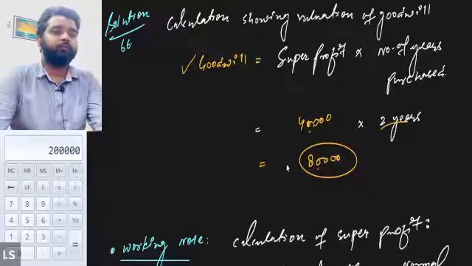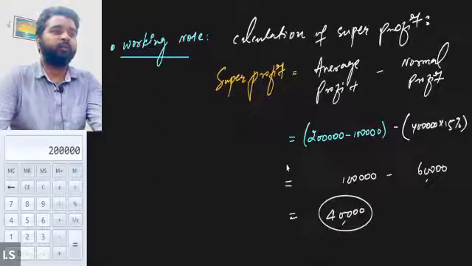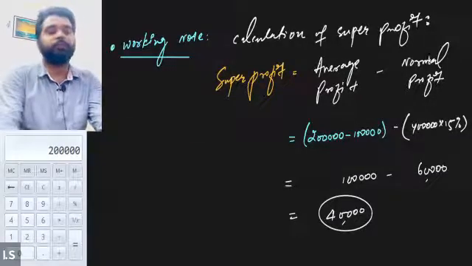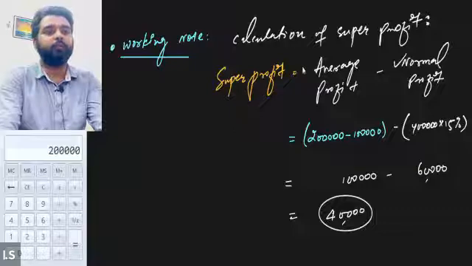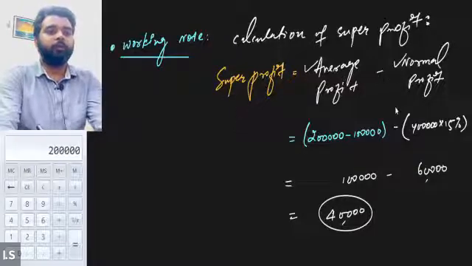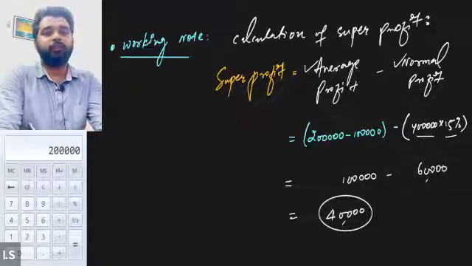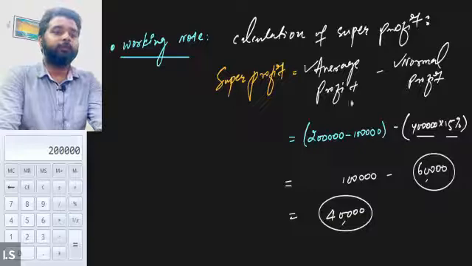Then to find out the super profit, we will make a working note indicating the calculation of super profit. Here, in order to find out the super profit, we need to subtract the amount of normal profit out of the average profit. Normal profit can be simply calculated by multiplying the rate of return with the capital employed, which is already given in the question. 4 lakh into 15%, which will be 60,000. But the average profit is not directly given in the question.